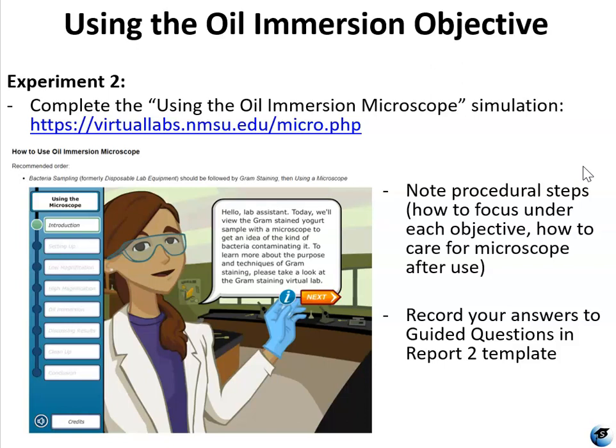For experiment 2, you're going to again need a computer or another internet-connected device. You're going to navigate to this site here. You're going to complete the simulation and record all of your answers to the guided questions in the Report 2 template. This one is a pretty fun simulation. Here is a clip kind of demonstrating how to navigate this simulation.